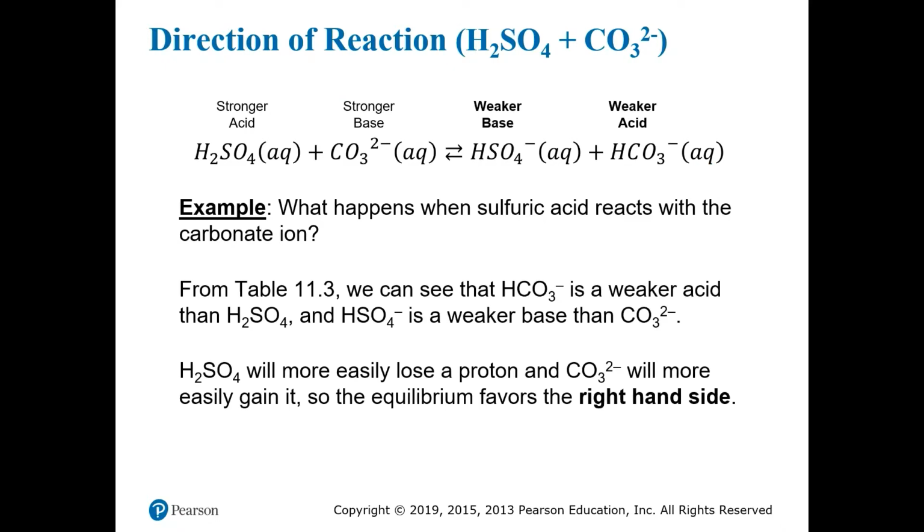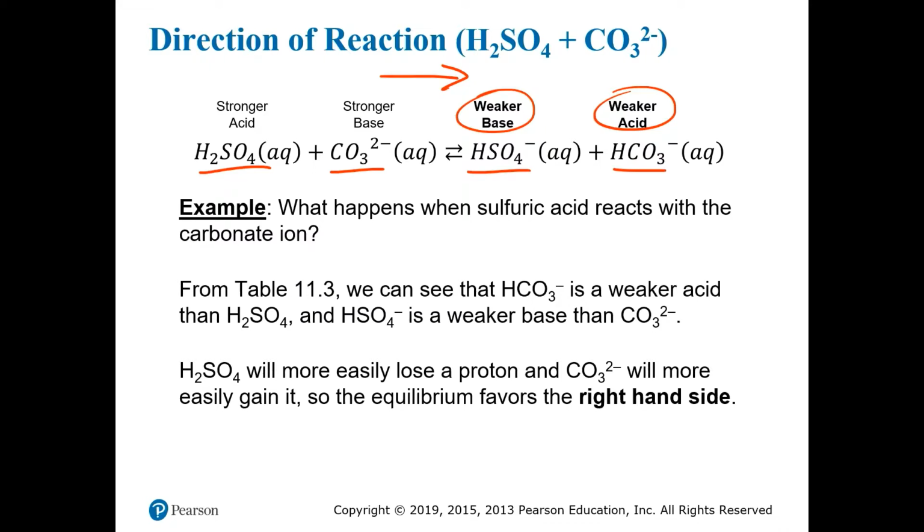Again, if we look at table 11.3, we can see that HCO3- is a weaker acid than H2SO4, sulfuric acid, and HSO4- is a weaker base than CO3 2-, the carbonate ion. This means that both of the weaker substances are on the right-hand side, and so the equilibrium will prefer the product side. At equilibrium, you'll have more HSO4- and HCO3- than H2SO4 and CO3 2-.